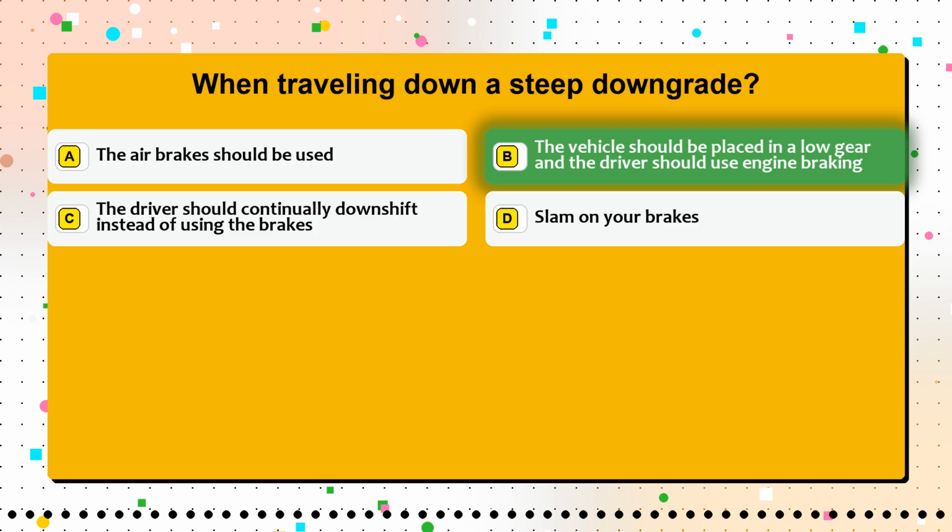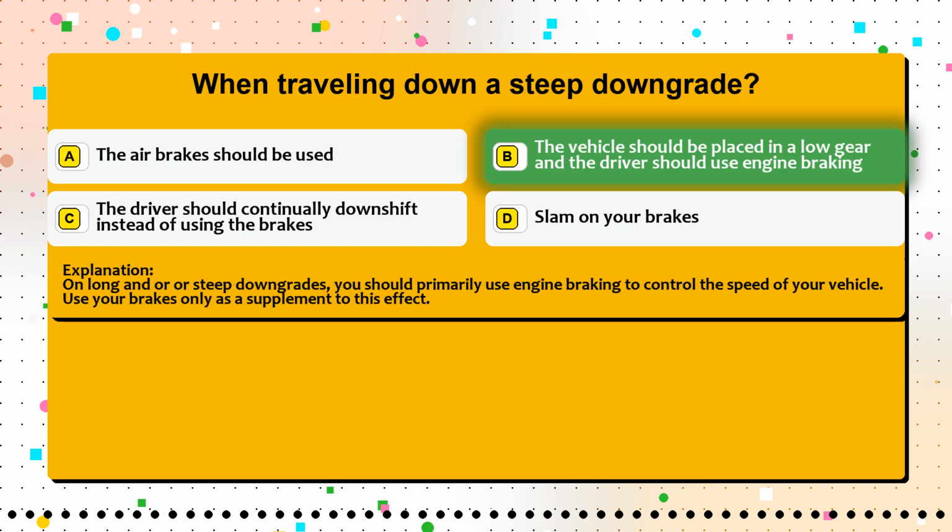The correct answer is option B. The vehicle should be placed in a low gear and the driver should use engine braking. On long or steep downgrades, you should primarily use engine braking to control the speed of your vehicle. Use your brakes only as a supplement to this effect.